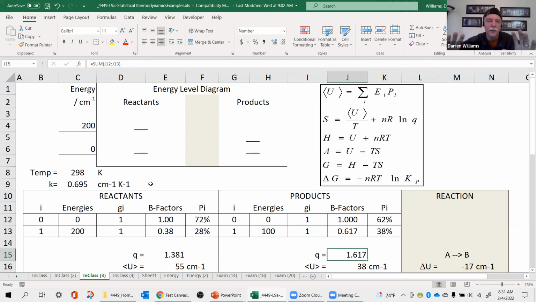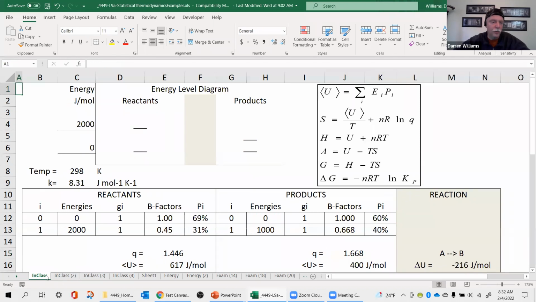So these are a couple of systems done in wave numbers. Well, what about if we did it in joules per mole? So I think I did this example in the lecture, joules per mole. So here we have 0 and 2000 joules per mole.